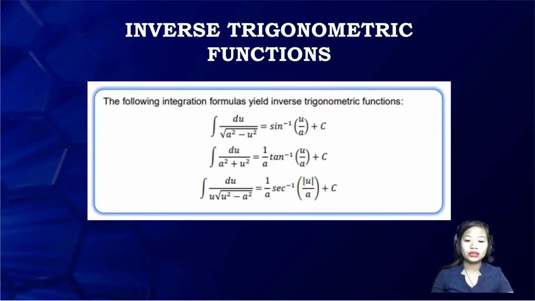We also have the integral of du over u times the square root of u squared minus a squared, that is equal to 1 over a arc secant of the absolute value of u over a plus c.